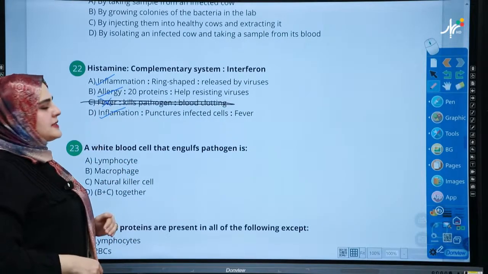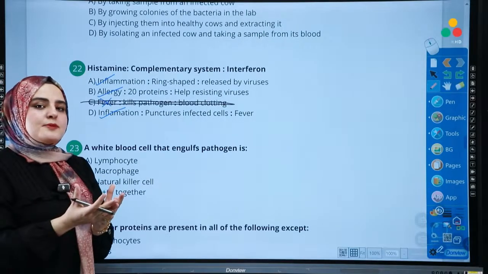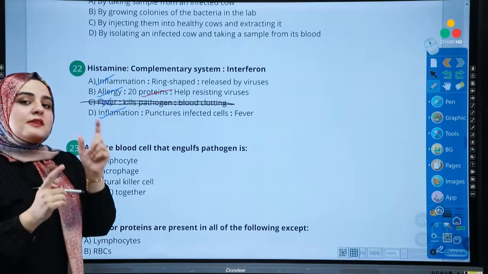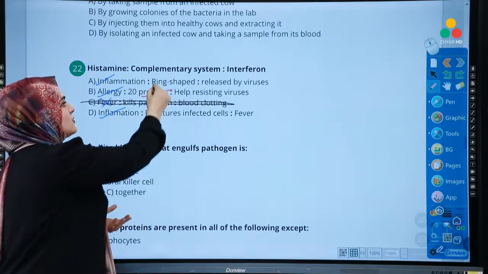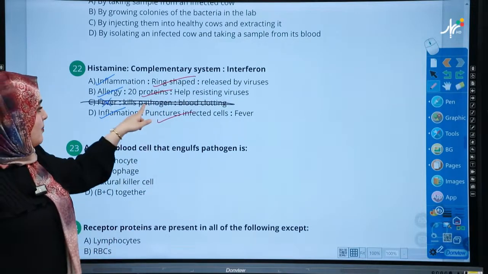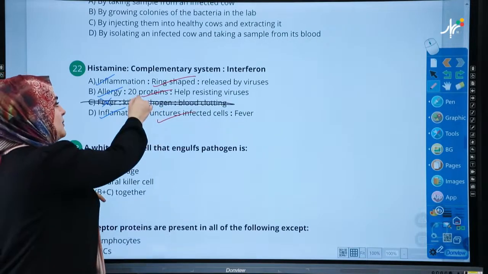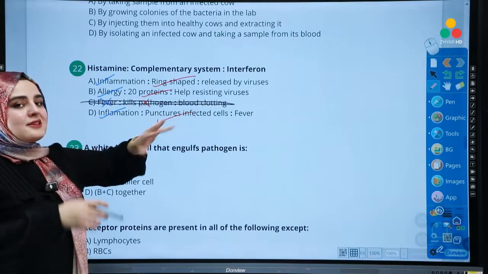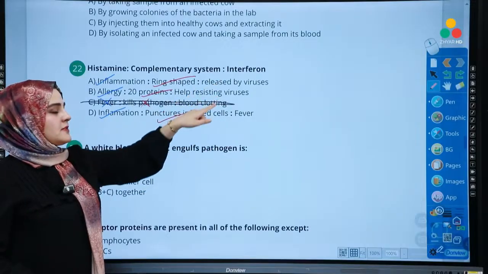As for the complementary system, complementary systems are a bunch of about 20 types of proteins. This is right. And they are ring-shaped. They puncture the infected cell. So this is right too, and this is right too. Puncturing the infected cell, not puncturing the pathogen or killing the pathogen like this one. The second one was also wrong, by the way, here. All right, so all of the things here are correct. It doesn't give us any answer or any elimination. We have to find our answer based on these.